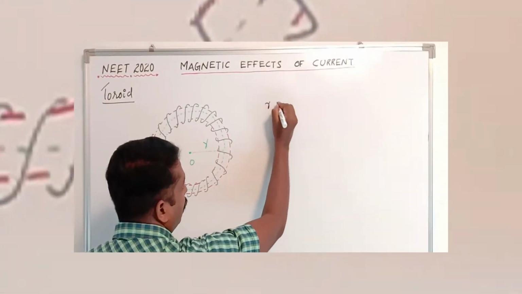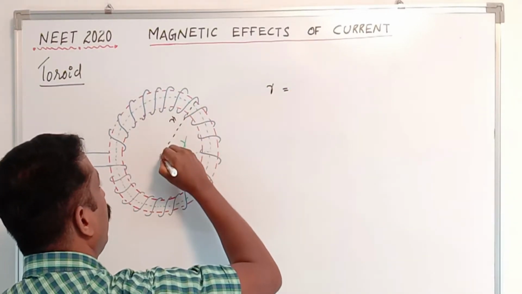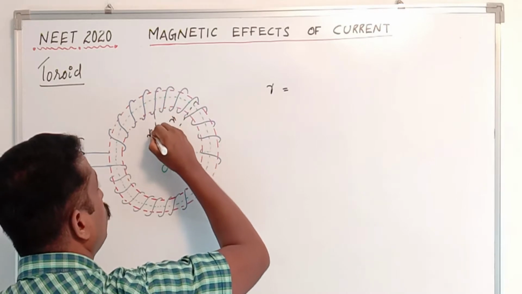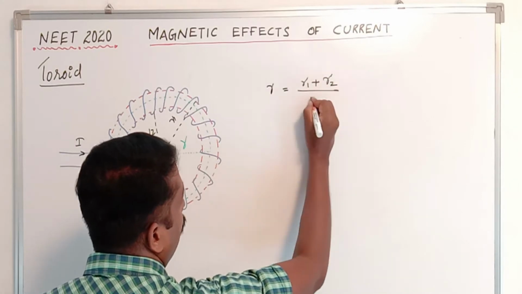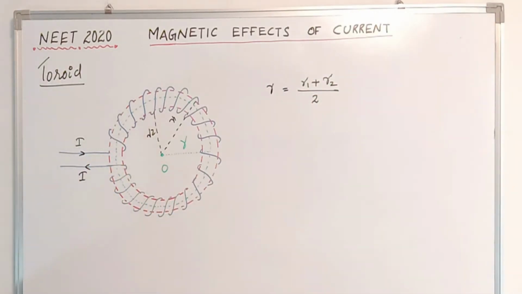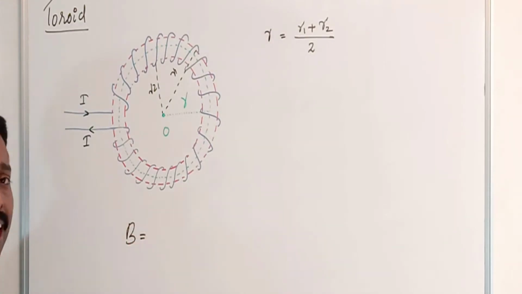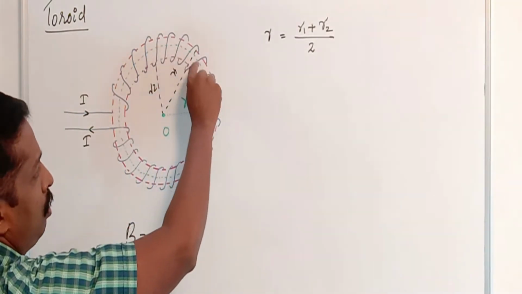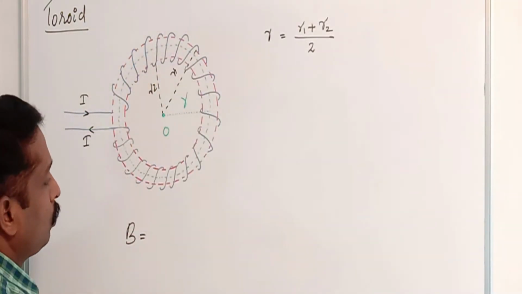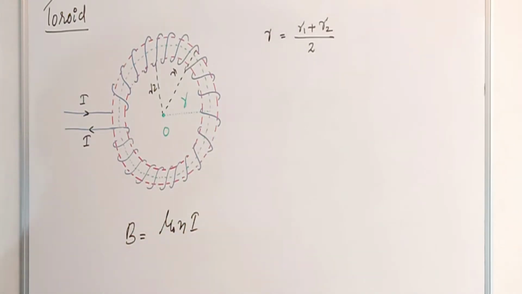Here R is equal to, if we take the outer radius R1 and inner radius R2, then R is equal to (R1 plus R2) by 2. This is the average radius of the toroid. Then the magnetic field due to the toroid is only along the axis of the toroid. The axis of the toroid is the green dotted lines given here. So B is equal to mu 0 N i. This is the magnetic intensity due to a toroid.